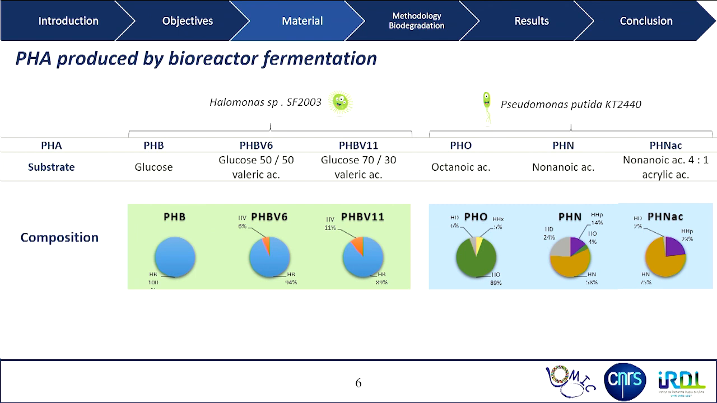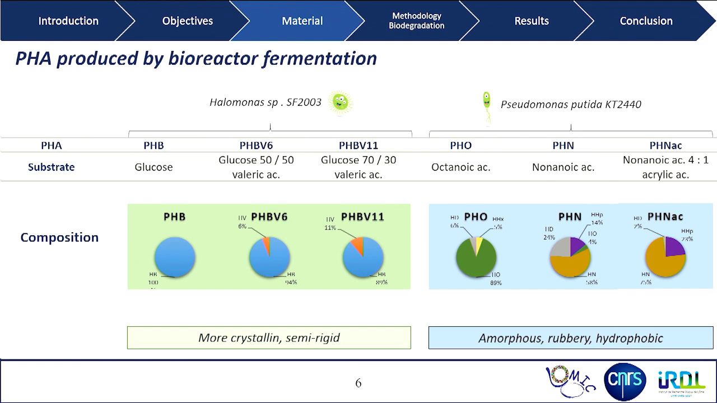For the medium chain PHA, we used another strain, which is very well known to produce medium chain, which is Pseudomonas putida, from fatty acids, because it's going through the fatty acid beta oxidation process. And from octanoic acid, we had a PHO, mainly composed of HO monomer. From nonanoic acid, we had a PHN, mainly composed of HN monomer. And we mixed nonanoic acid and acrylic acid to produce another PHN, but with a higher content of HN monomer composition.